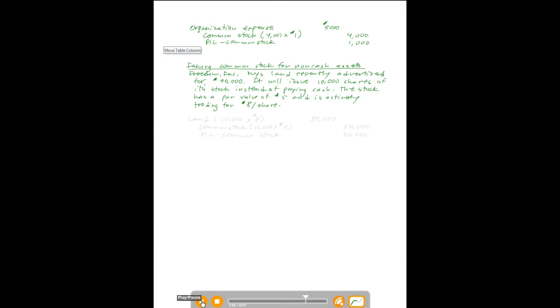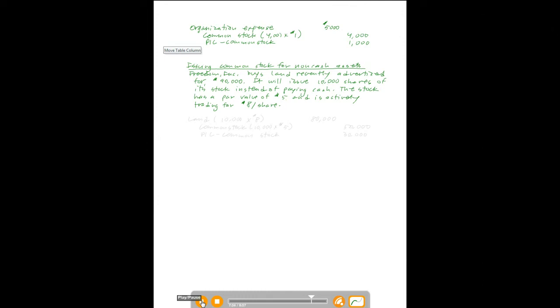But what you want to use to record is the market value of the stock, rather than what the land is advertised. Because the truth is, you can advertise something for 90,000, but until you actually sell it, you don't really know what it's worth. So the fact that they're giving 10,000 shares times 8 means the land must be worth 80,000, or else they wouldn't make the sale.